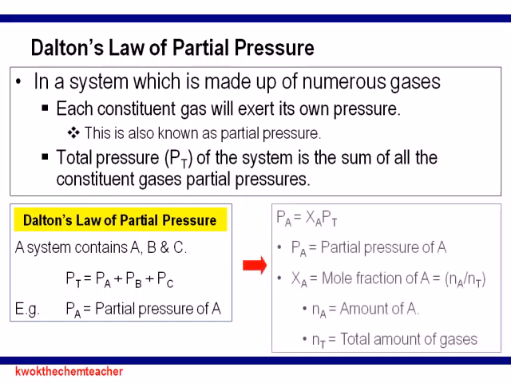Now, how do we get these partial pressures? The partial pressure of A, for example, is equal to the mole fraction of A multiplied by the total pressure of the system. How do we get the mole fraction of A? Simply the amount of A divided by the total amount of gases.